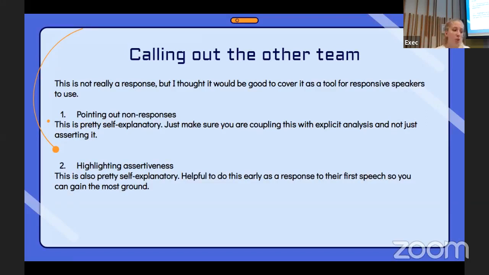I would also recommend that you do this kind of thing very, very early on in the debate, or if you are later in the debate, do it very, very early on in your speech, so that you can gain the most ground out of doing that kind of thing.